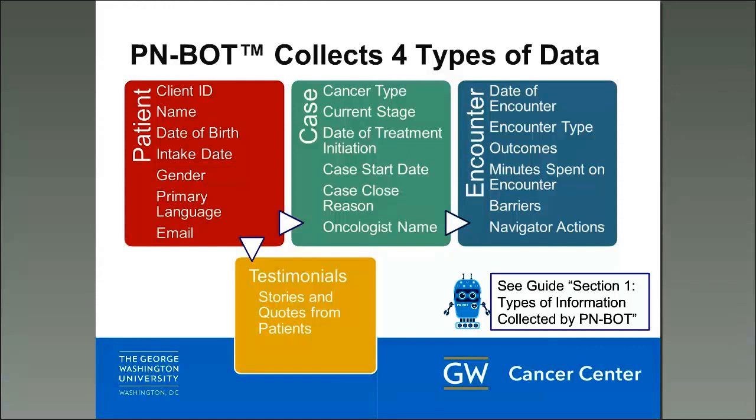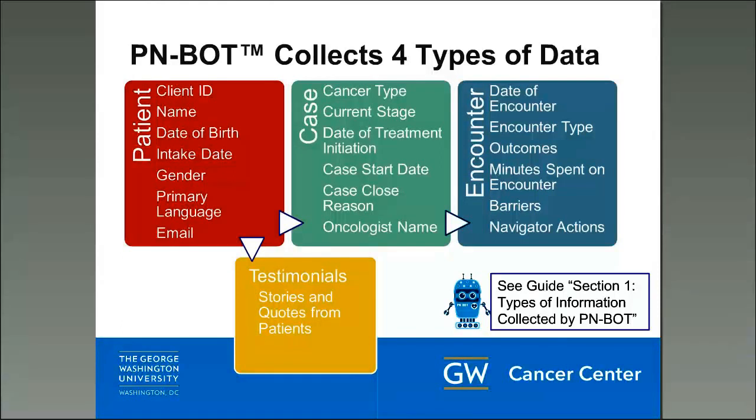And the reason why we separate patient from case is that there are scenarios where a patient may have more than one case, like for example, if they have multiple episodes of cancer or occurrences, and you don't want to necessarily write over the old case information with the new case information. You want to be able to maintain all that historic information separately. So this data structure allows you to have one patient record, because everyone needs one and only one patient record in PNBot, and then at least one case, but possibly more than one case depending on the patient scenario.